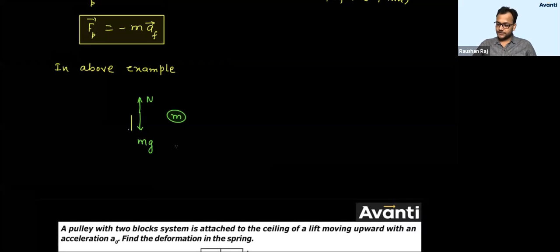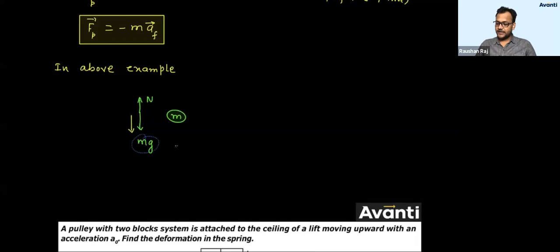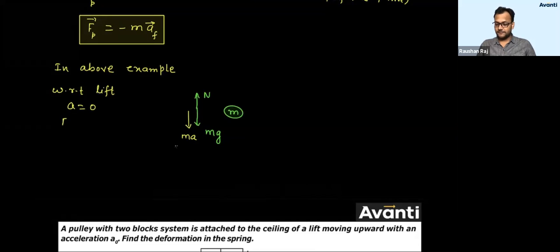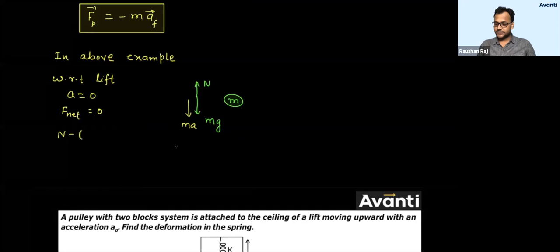So this will be the pseudo force. What will be the magnitude of the pseudo force? It is the mass of the object, m, into the acceleration of the frame. What is the acceleration of the frame? a. Now it is satisfied. With respect to the lift, the acceleration is 0, so the net force would be 0. Now I can write N minus ma minus mg equals 0. So N will be equal to m into (a plus g).